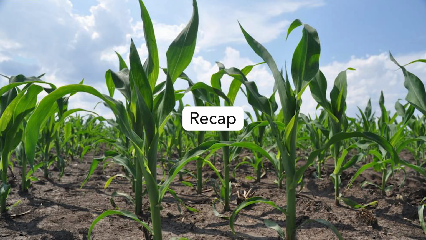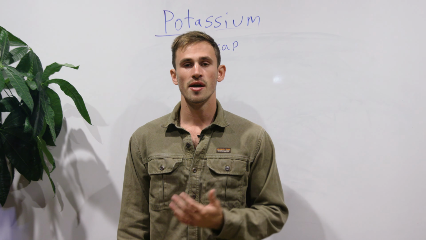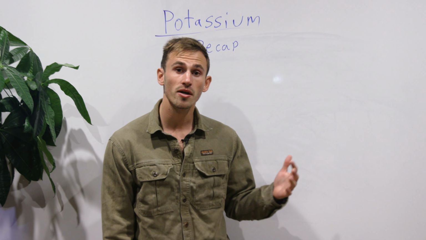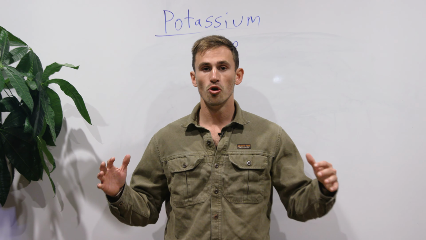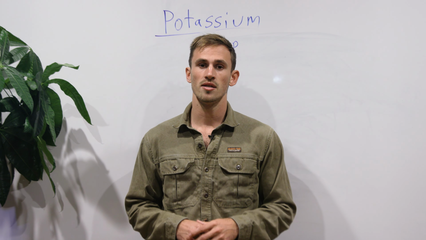All right, so to recap, potassium is primarily responsible for water regulation in the plants, and that's done through the stomata, which are the holes in our leaves that open and close to make sure that our plants have exactly the amount of water they need at all times.